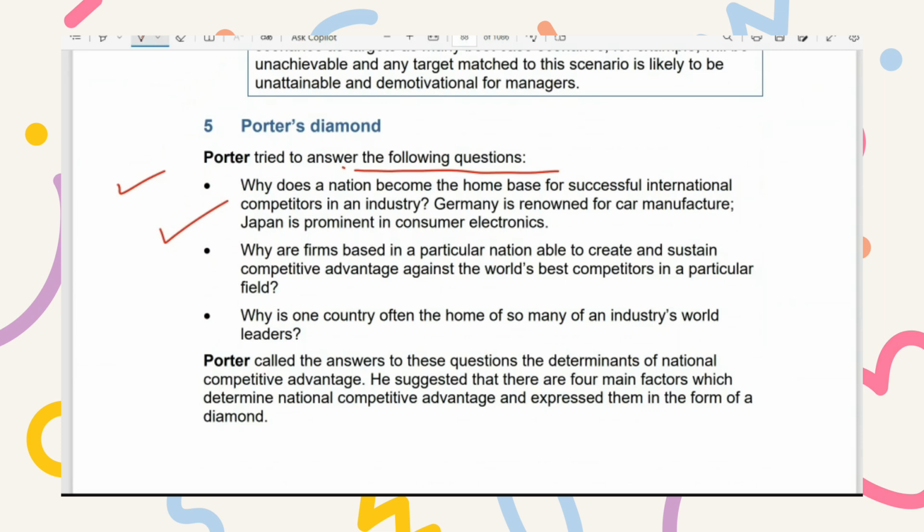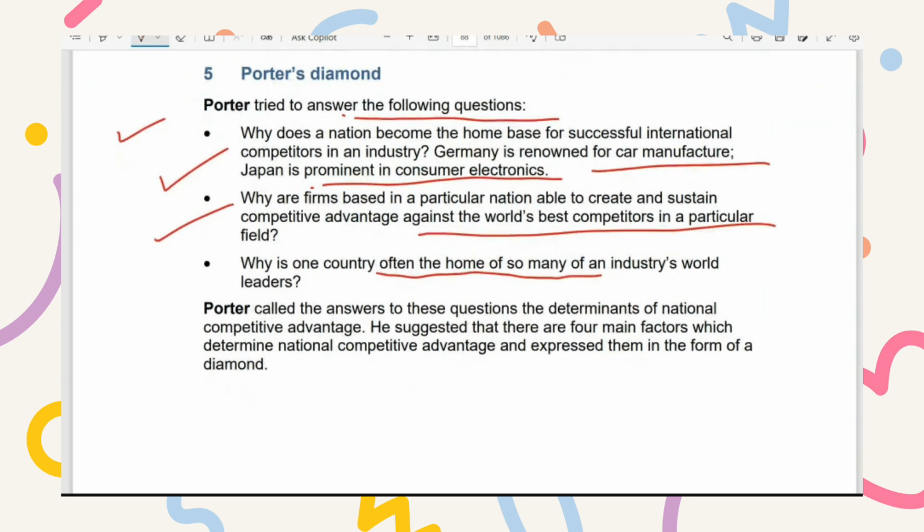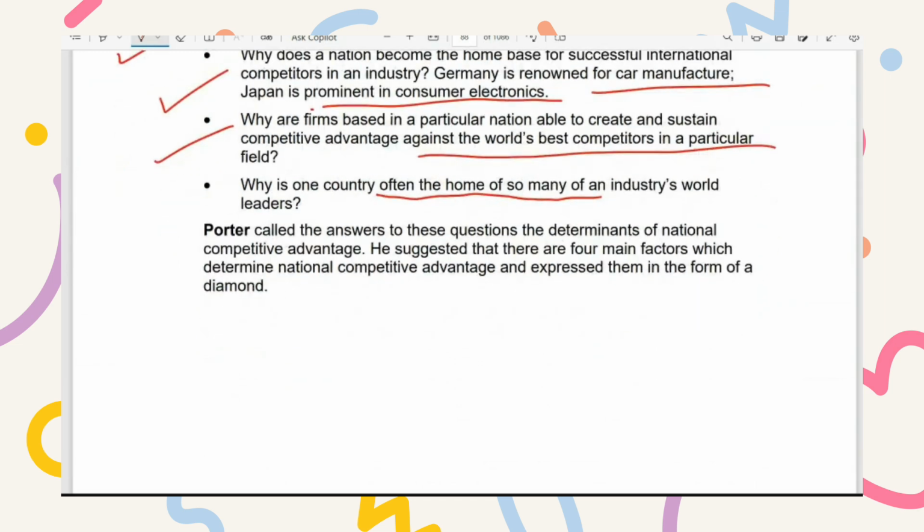Porter's Diamond tries to answer the following question: why does a nation become most successful as an international competitor? As we discussed with car manufacturing, Germany is renowned for car manufacture and Japan is prominent for consumer electronics. Why are firms based in a particular nation able to create a sustained competitive advantage against the world's best competition? Why is one country often the home of so many of an industry's world leaders? Porter's answer to this question determines national competitive advantage.